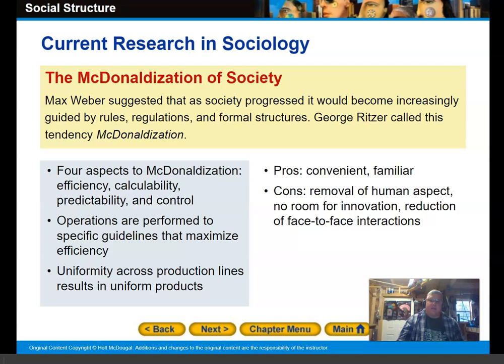The pros are it's convenient and familiar. It doesn't matter if you go to McDonald's in New York or McDonald's in Texas. They're still basically the same. The cons are the removal of the human aspect. There's no room for invention or innovation. There is a reduction of face-to-face interactions because the bureaucracy can handle it.